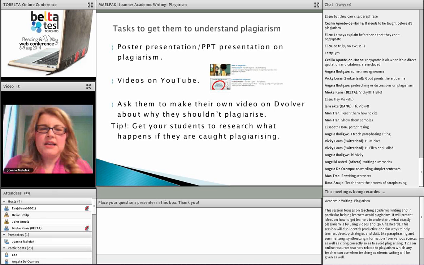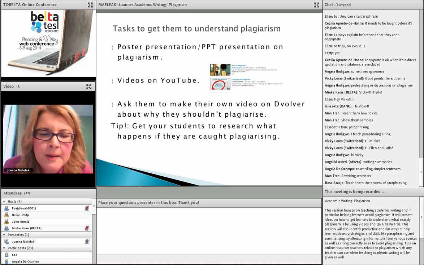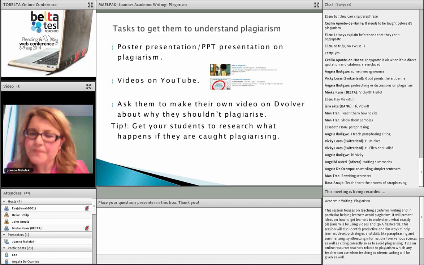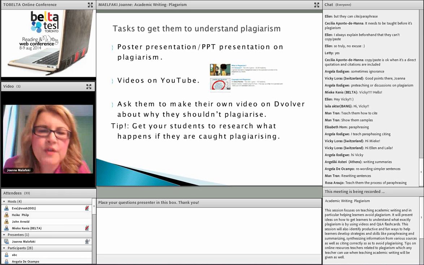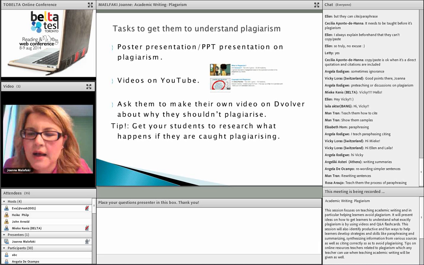I think that getting them to reflect on whatever they present is also very important. And the other thing that's important is to get them to research what happens if they plagiarize at school or at university or wherever, and what happens to people who have plagiarized. So they can see the bigger picture. So this is one idea on how to get students to explore and try to understand what plagiarism is. I'm not talking about paraphrasing or summarizing. This is just addressing the topic of plagiarism with your learners.